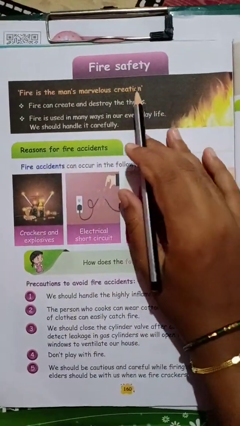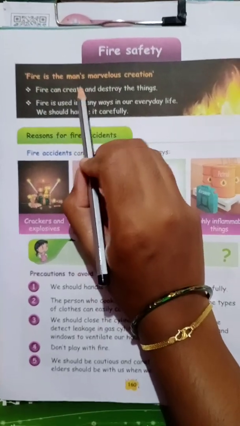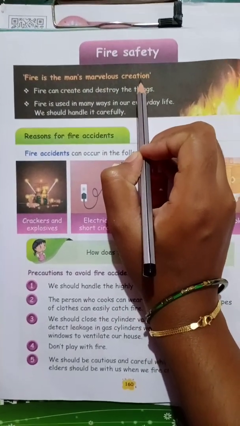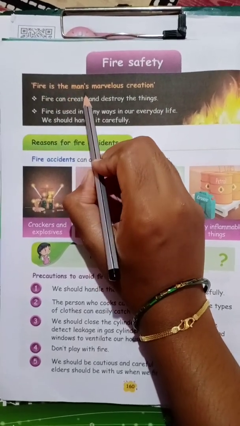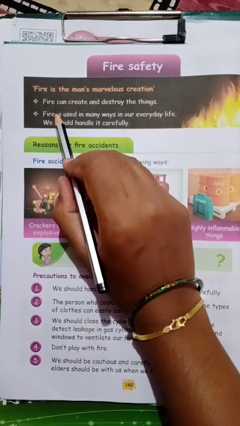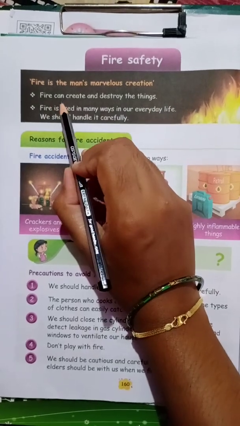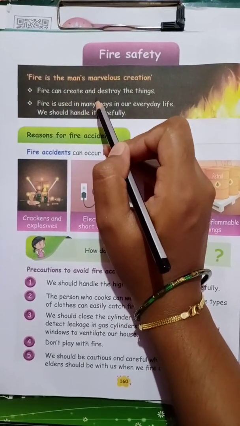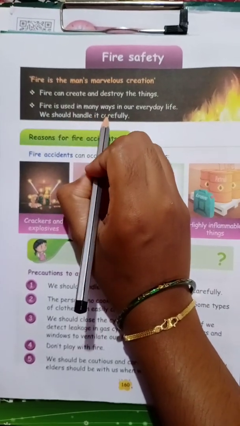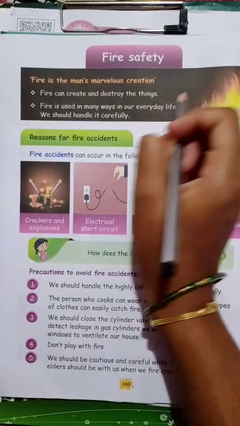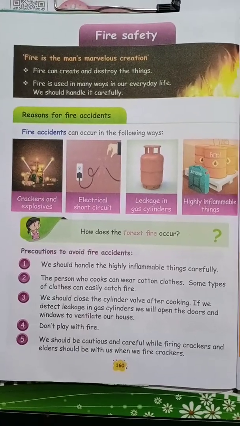Now we are going to discuss fire safety. Fire is man's marvelous creation. Who created fire, children? It's man. Fire can create and destroy things. With fire we can create things and also destroy things. Fire is used in many ways in our everyday life, so we should handle it carefully.